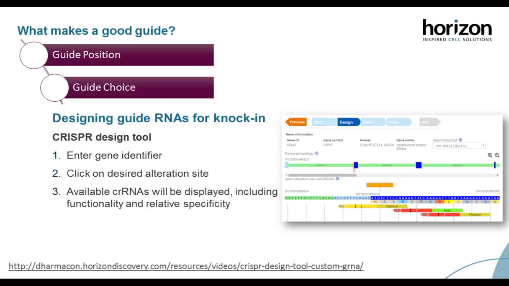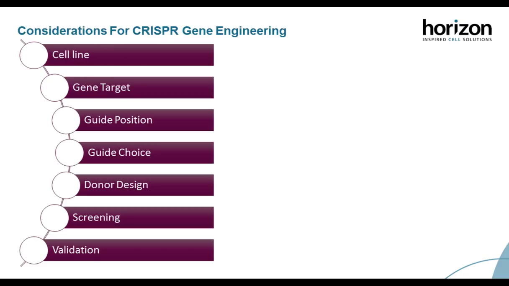So I've run through the first four considerations: knowing your cell line, your gene target, guide position, and guide choice. What I wanted to highlight is that if you take advantage of Horizon's reagents, you can really decrease the time spent designing and checking your reagents, and spend more time using them, because with our edited pre-designed libraries, as well as our guide RNA design tool, we have minimized the amount of time required for these tasks.